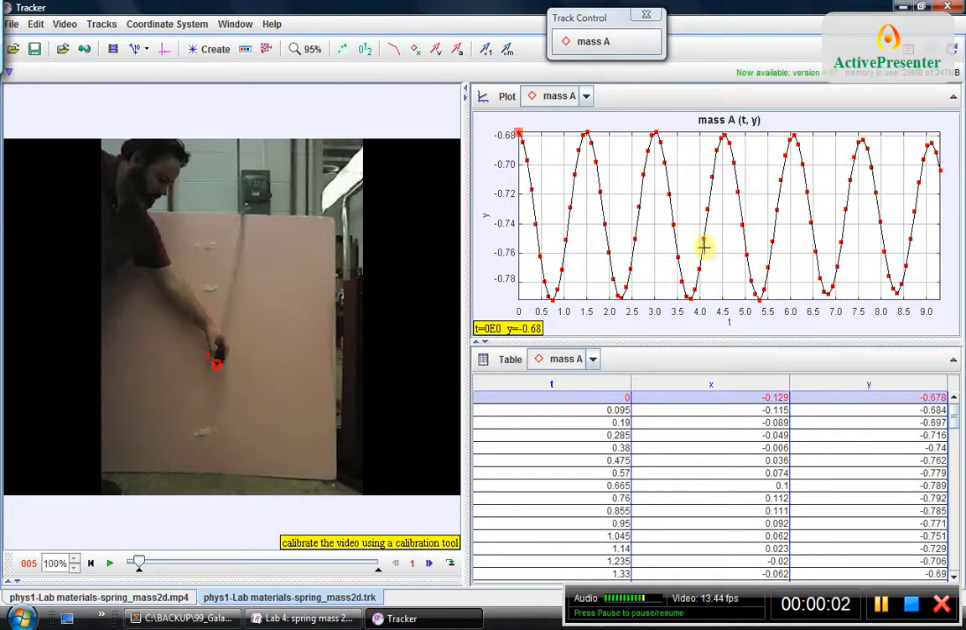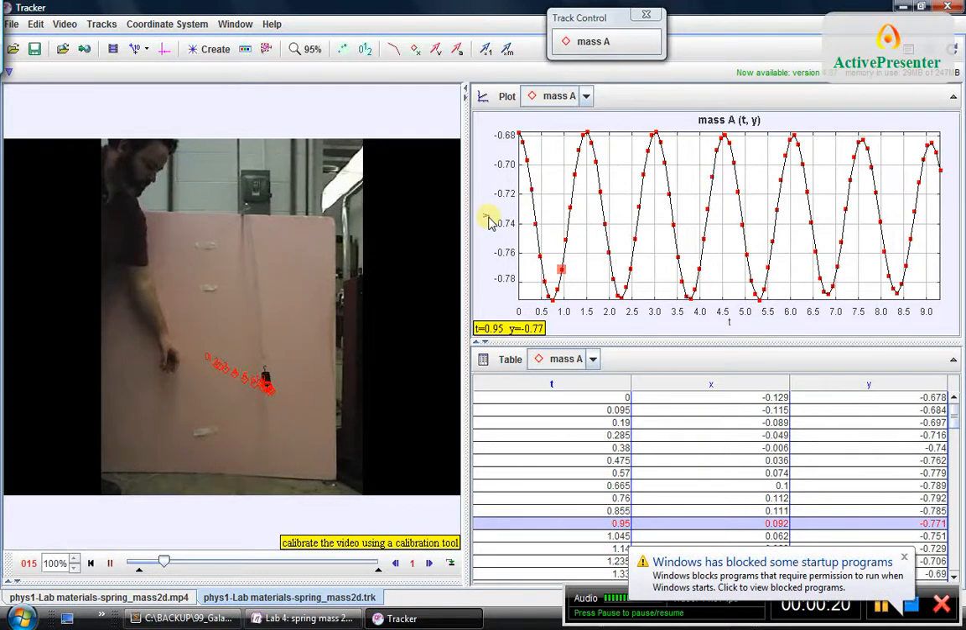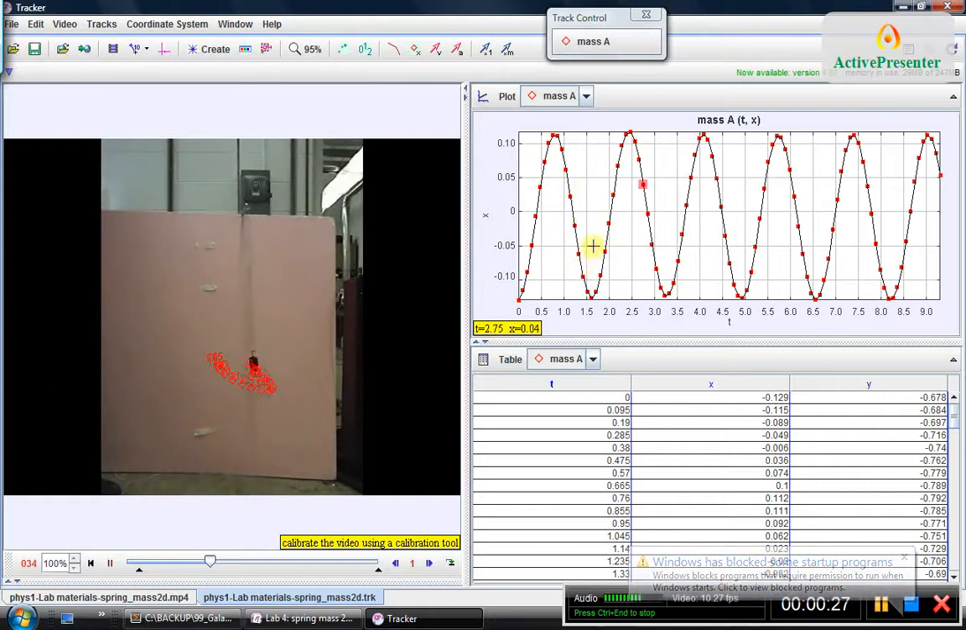Hi, welcome to Lab 4, in which we analyze and predict the motion of a spring mass system in two dimensions. So first I analyzed the video in Tracker and extracted its position time data. So this is the Y position and this is the X position. As you can see, both are exhibiting SHM motion.